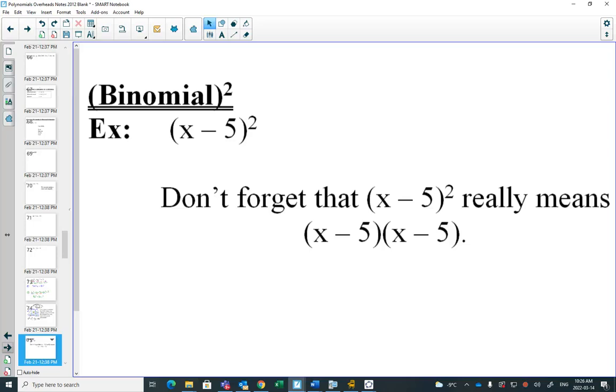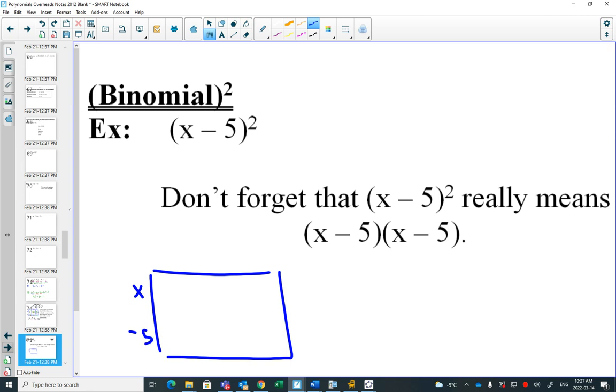So we have to remember what an exponent means. An exponent means repeated multiplication. So x minus 5 times x minus 5 is the same as x minus 5 squared. Then, if you want to multiply a binomial times a binomial, you have two options. If you like the chart method, draw your x and minus 5 here and your x and minus 5 here, split it up, fill in your chart. If you like the FOIL method, first ones, outside ones, inside ones, last ones, you can do the arrow method.